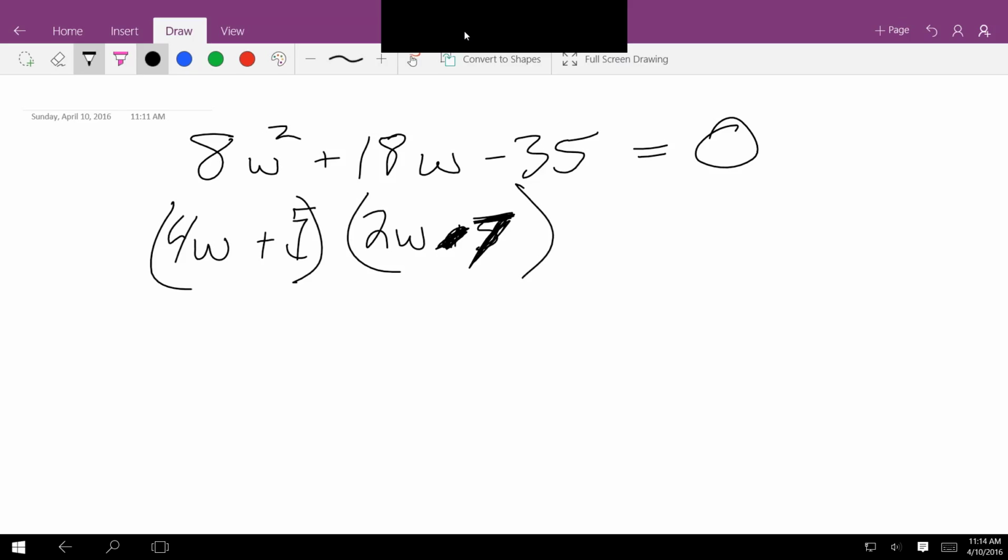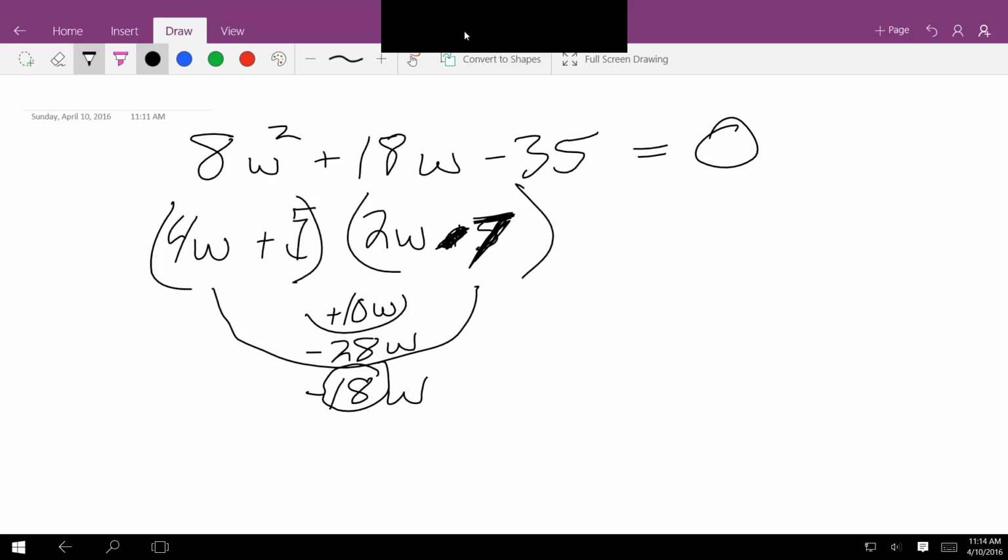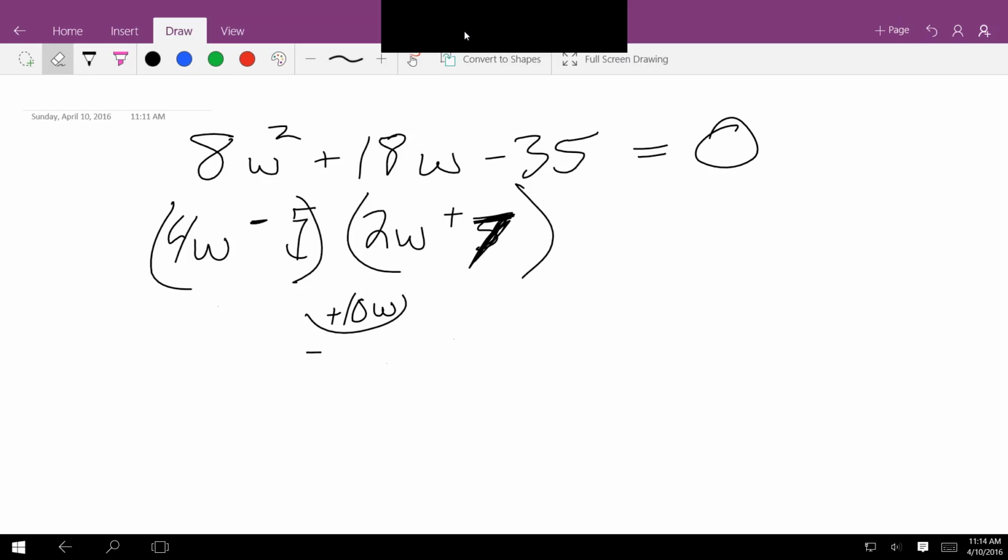In other words, if I try this, plus 5 minus 7, well, that gives me plus 10w in the middle, gives me minus 28w on the outside. Add those together, I get minus 18w, which means I got the right number, I just got the wrong sign. Well, I can fix that really easy by making this minus and this plus. And now that's going to be the right answer. That's going to give me minus 10 in the middle and plus 28 on the outside. And so I've factored it.